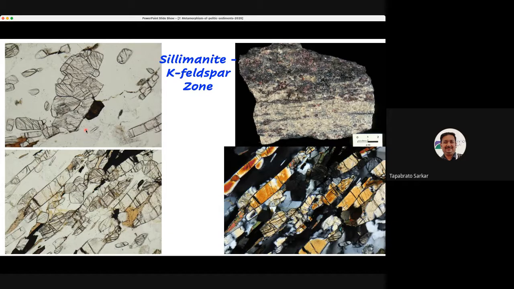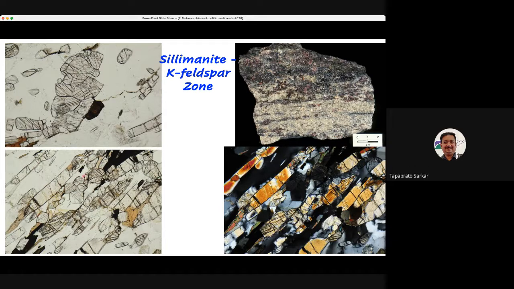So this is how the rock looks. These are big grains of sillimanite. These are quartz and feldspars in the matrix. This is also a big grain of sillimanite. So it's a sillimanite dominated rock. In this photograph we cannot differentiate K feldspar and quartz, but they can be here, and these are the sillimanite.